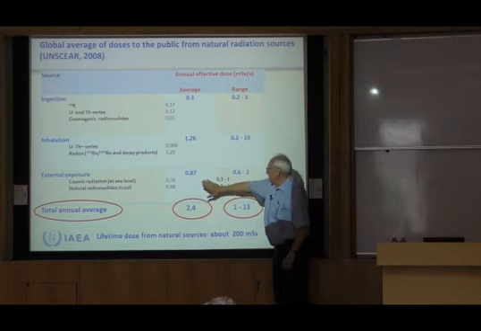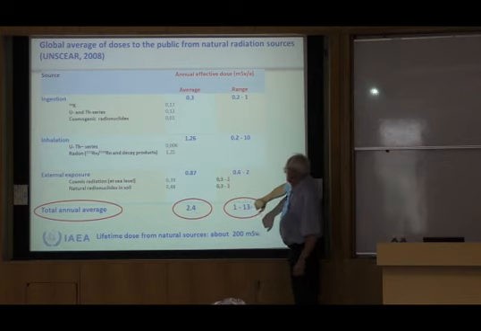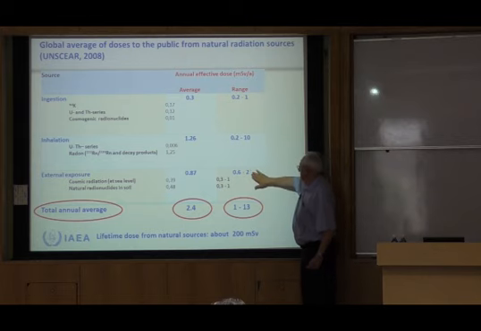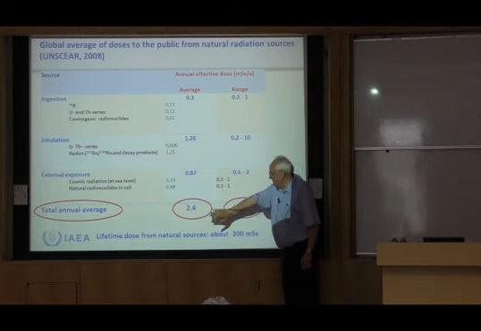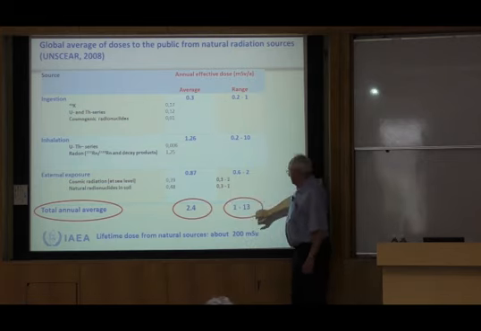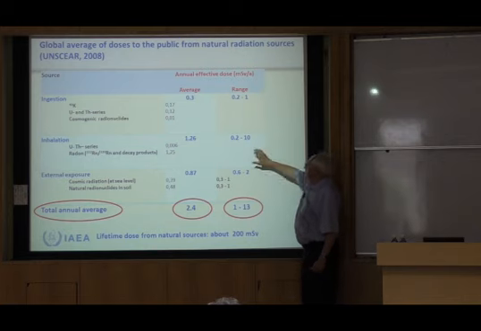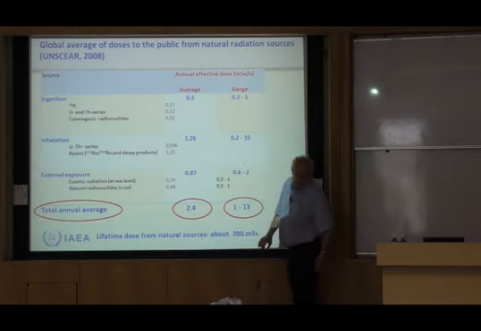Then we have the external exposure at 0.9 millisievert per year, also with a considerable variation. And the total average from natural sources is about 2.4 millisievert, with a range of 1 to 13, mainly based on inhalation of radon.